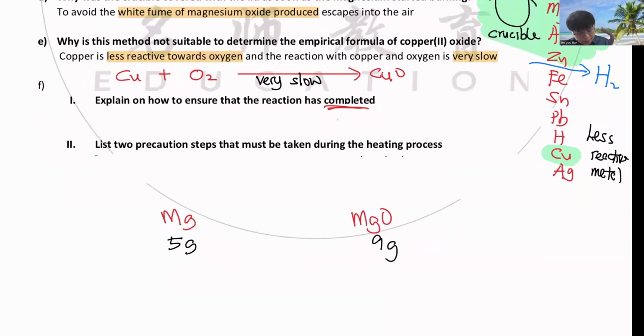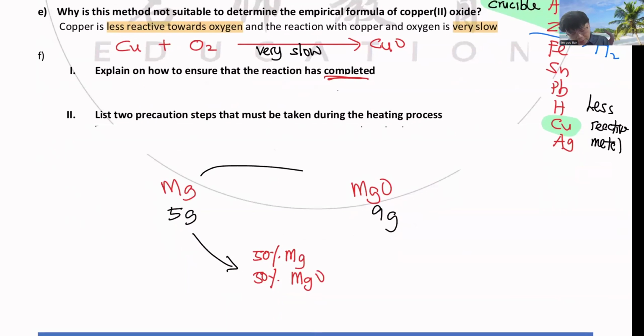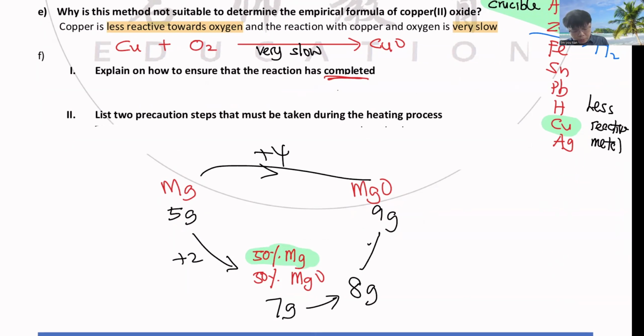Very simple. If only 50% of the Mg changed to MgO, the mass won't be 9 gram. Maybe it'll be halfway. For example, from here to here is plus 4, so now here we will plus 2. Half of them changed, so it becomes 7 gram. It means half of the Mg changed to MgO, but you still have some Mg not changed. Then if you continue heating, this number might increase to 8 gram. Then continue heating again, you'll reach 9 gram.